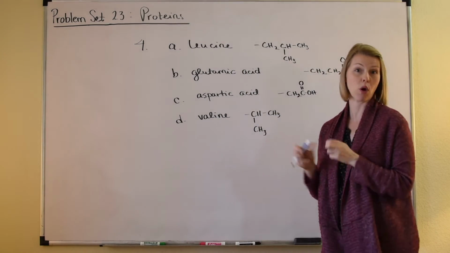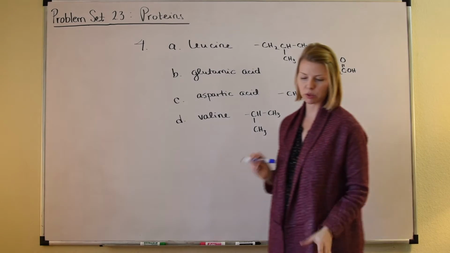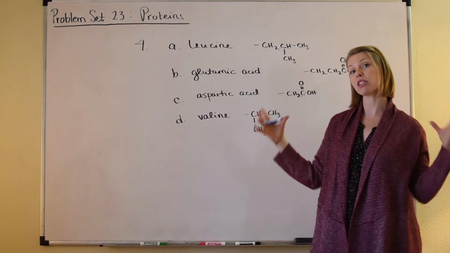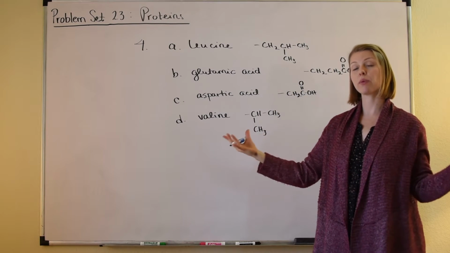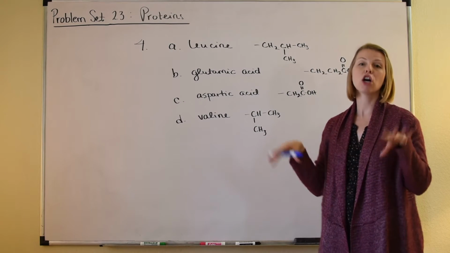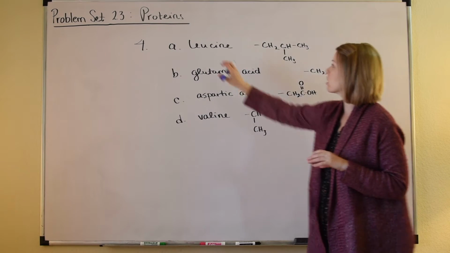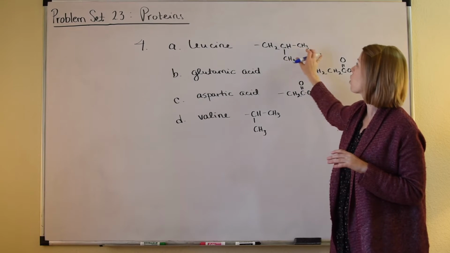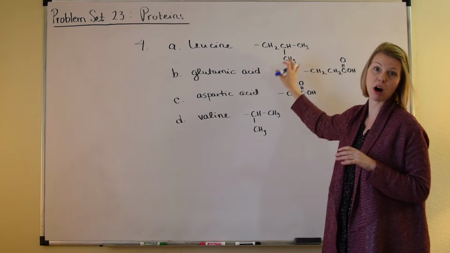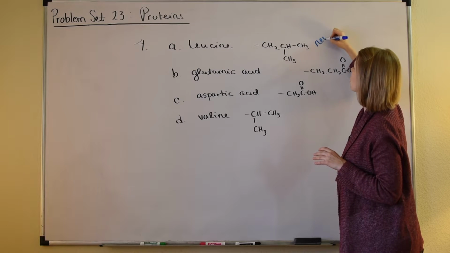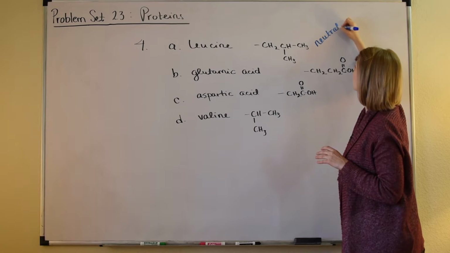for problem number 4. All right, so we're going to write either on the outside or on the inside. Where are they going to be found? On the outside, oriented toward the aqueous environment, or on the inside, coagulating together away from the aqueous environment? Well, leucine is composed of all carbon-carbon and carbon-hydrogen bonds. So this is a nonpolar neutral side group.